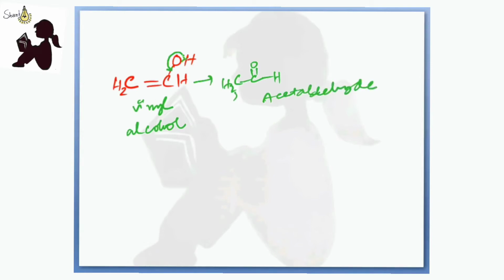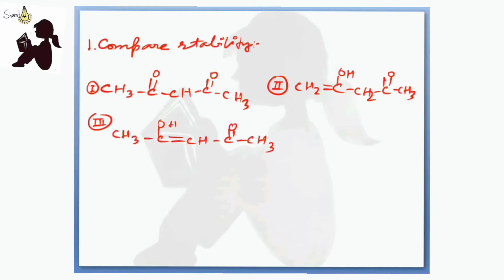Okay. So what is happening here? Let's see again. This H is going out, and after going out, this bond comes here, and this H goes here. So that's how it is forming CH3CHO. That is our acetaldehyde. Now let's see some examples and questions regarding this keto-enol tautomerism. So that is comparing stability.